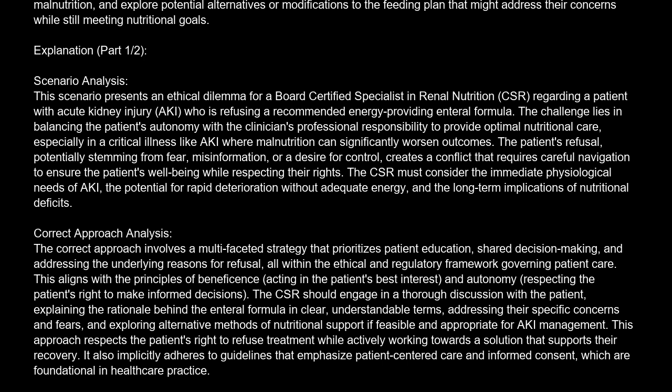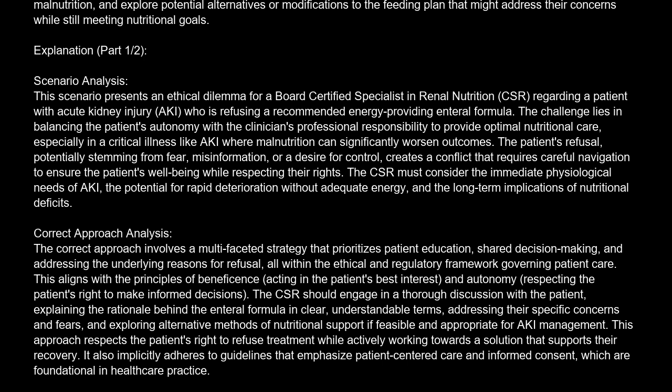The patient's refusal, potentially stemming from fear, misinformation, or a desire for control, creates a conflict that requires careful navigation to ensure the patient's well-being while respecting their rights. The CSR must consider the immediate physiological needs of AKI, the potential for rapid deterioration without adequate energy, and the long-term implications of nutritional deficits.